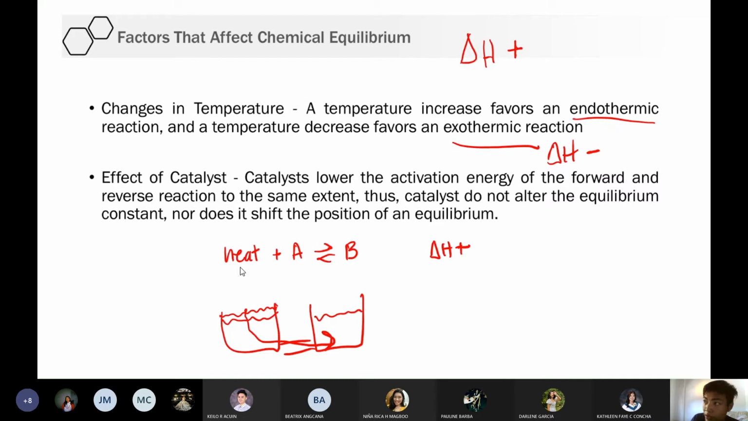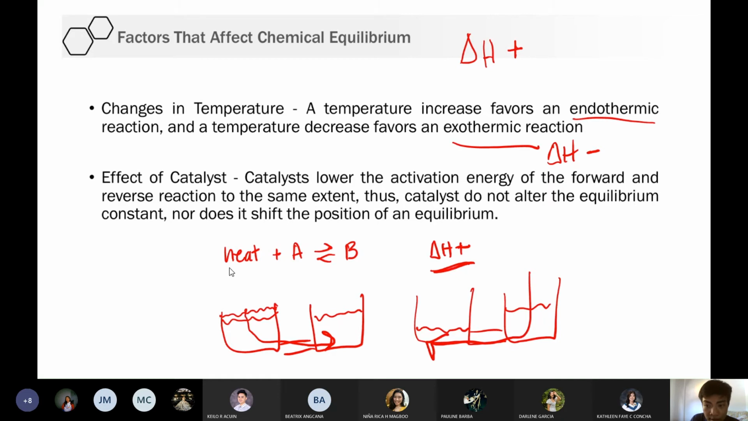What will happen if you lower the heat and the reaction is endothermic? Take note, we're still on the endothermic. If you lower the temperature, that means you are decreasing the heat energy. So some of the products will be converted to the reactants. Again, for an endothermic system, delta H is positive.